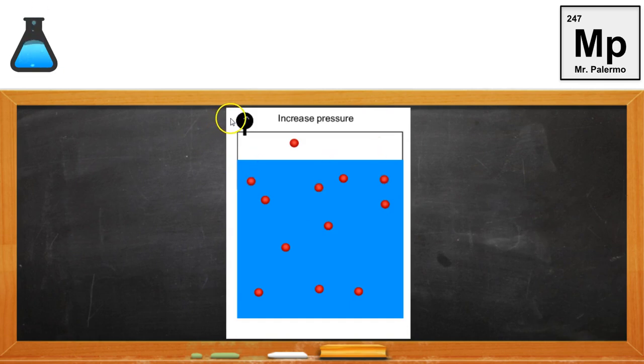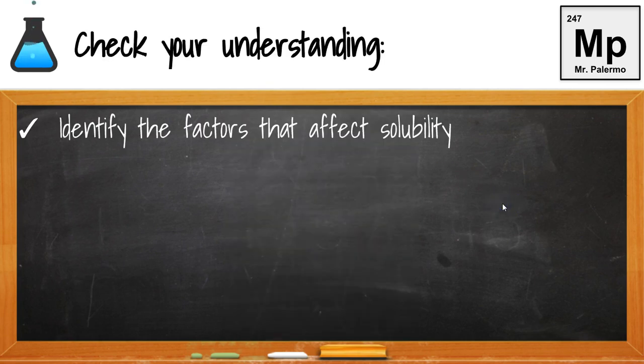As we see here, with increased pressure, the particles go into solution. If we decrease pressure, then the particles will come out of solution. So let's check our understanding. Can you identify the factors that affect solubility?